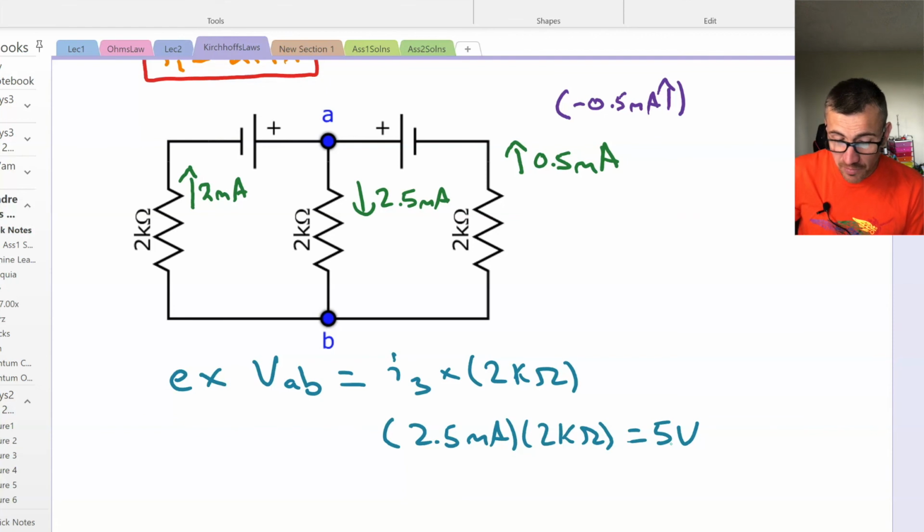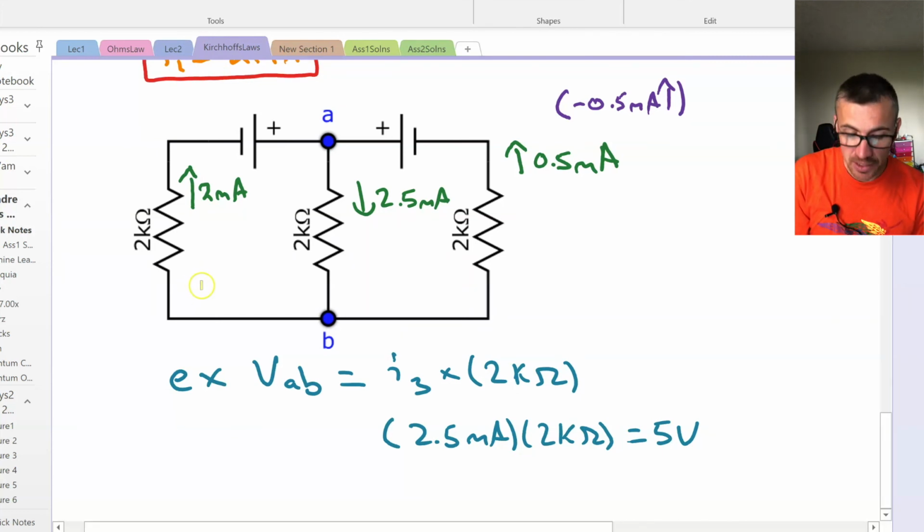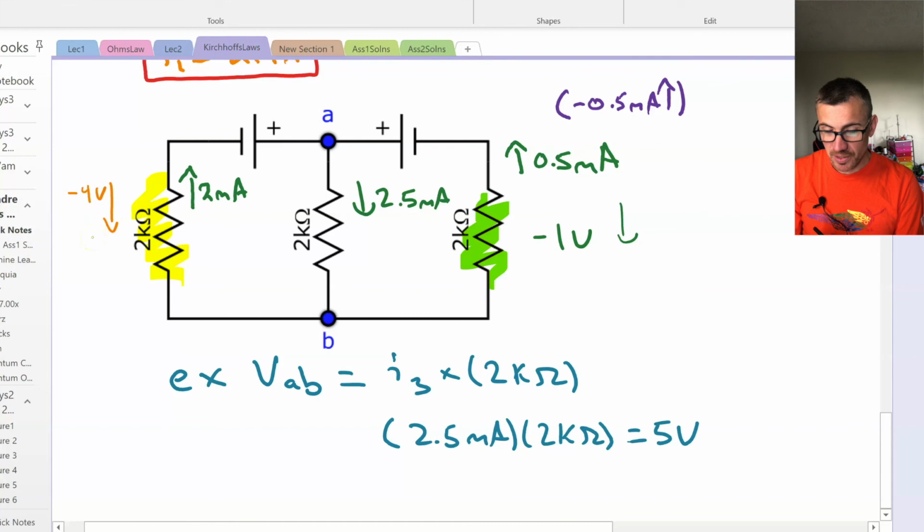We could go further. We can even do it in our heads now. The voltage drop across this 2K resistor is 2 milliamps times 2K, 4 volts, or negative 4 volts from top to bottom, exactly what we found. And we have half a milliamp times 2 kilo ohms on the right here, which is going to be our negative 1 volt as we measured it down, which is what we found when we measured the circuit.